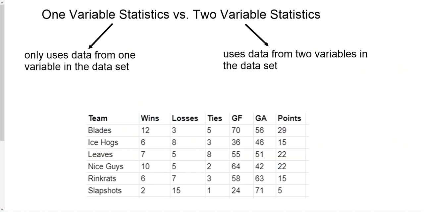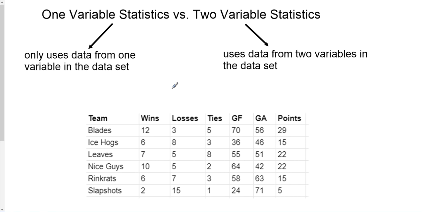All right. The difference between one variable statistics and two variable statistics is right there in the names, actually. One variable statistics only uses data from one of the variables in our data set. Our data set may consist of more than one variable, but we only calculate a one variable statistic using data from one variable. Whereas if we're doing two variable statistics, we use data from two different variables in our data set.